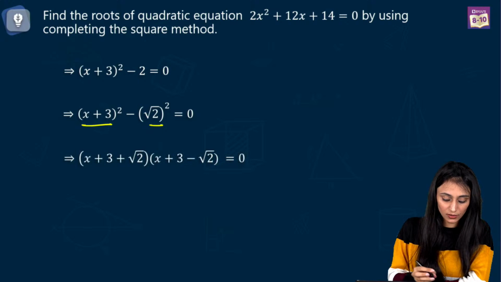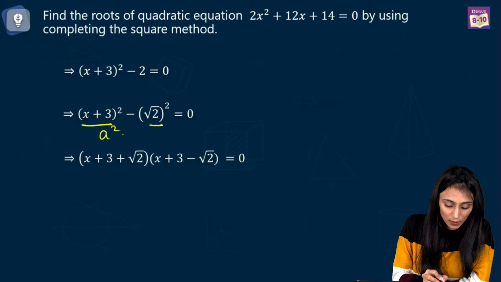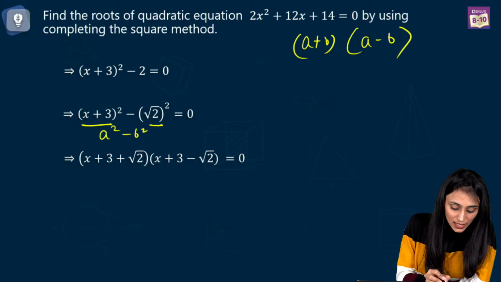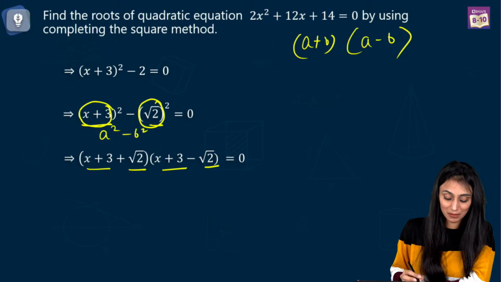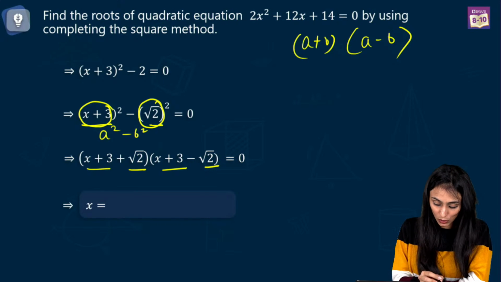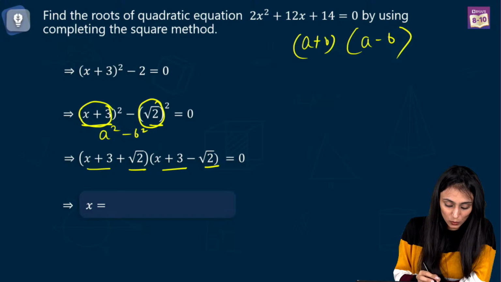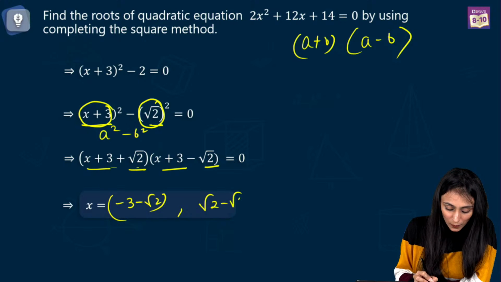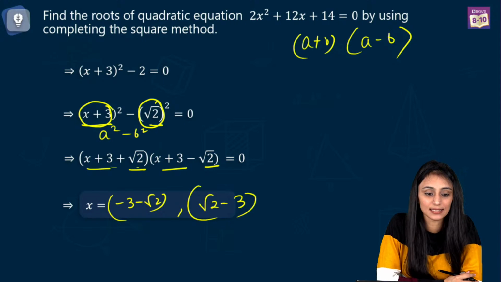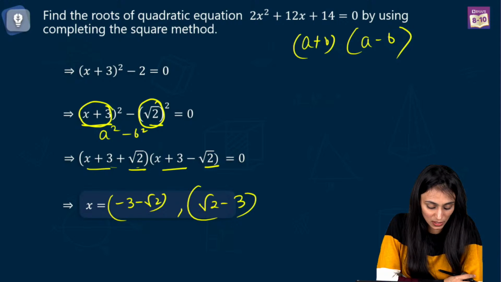So I can say that here, this is a square minus b square, which is nothing but a plus b, a minus b. Correct? What is a here? A is x plus 3, b is root 2. So x plus 3 plus root 2, x plus 3 minus root 2. Equate this to 0, you will get the values. And what values we will get? So once I equate this to 0, I'll get minus 3 minus root 2. The other one I'll get root 2 minus 3. Correct? Minus 3 plus root 2, correct? And minus 3 minus root 2, right, Charvi?